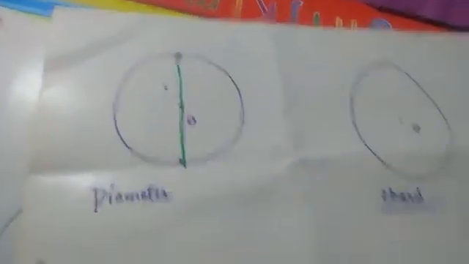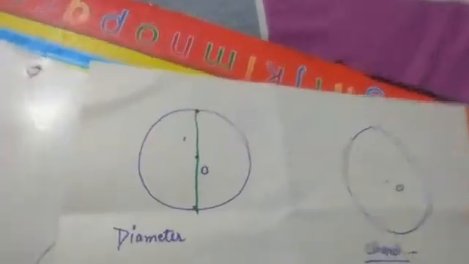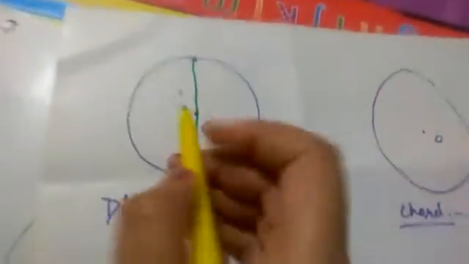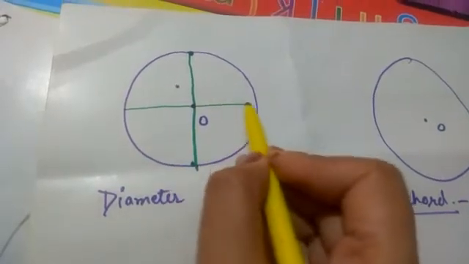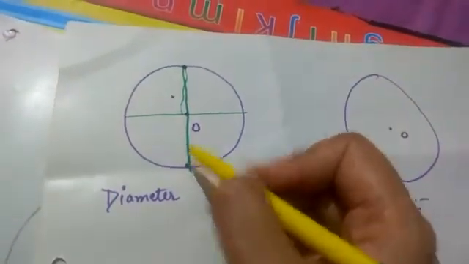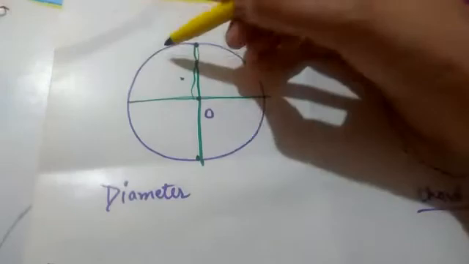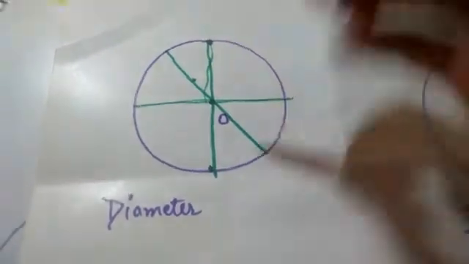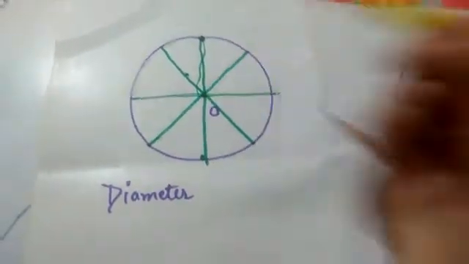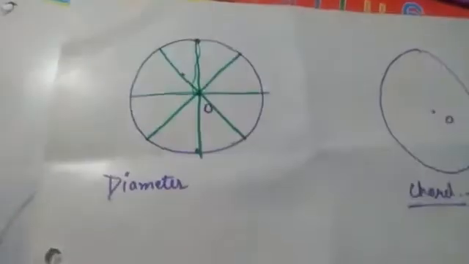You have to keep in mind that the line you are drawing must be passing through the center of the circle. This is also a diameter that I have drawn. This is also the diameter of the circle that I am drawing. This is also the diameter of the circle. This is also the diameter of the circle. Get it? So all these are diameters of the circle.